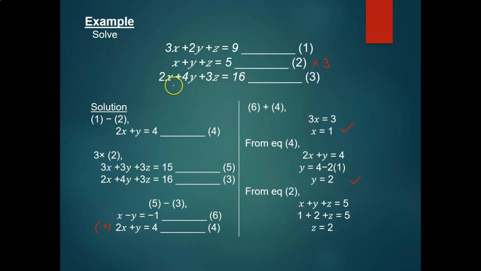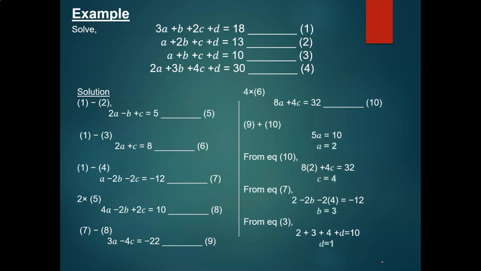Instead of you substituting this into this, ni ada coefficient pula. Nanti you kena multiply 2x, 4y, 3z. Lagi susah. So ambil yang simple-simple macam ni. So you get z equal to 2. So this is how you solve your simultaneous equation with 3 unknowns. Ada 3 unknowns, x, y, and z.